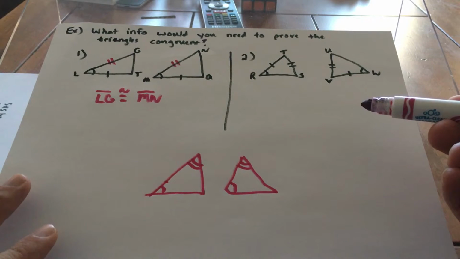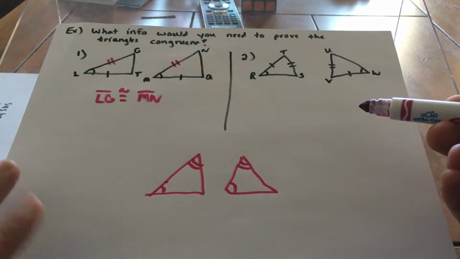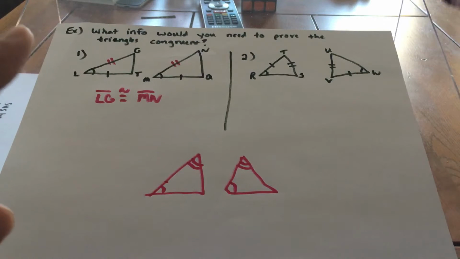Look at the second one. Take a second and see if you can figure out what info you would need to prove these triangles congruent. Notice in this one, there's two different things that would make these triangles congruent based on what we've learned. So take a second, look at that, and then come back and I'll explain.